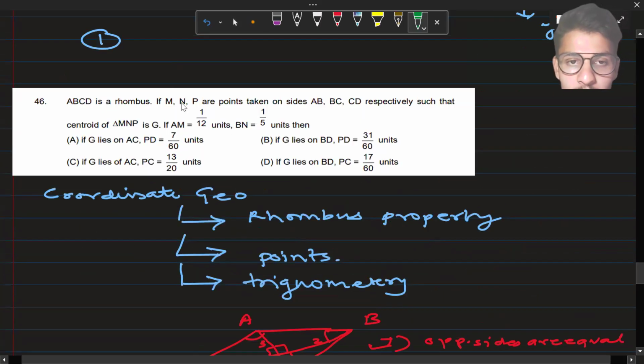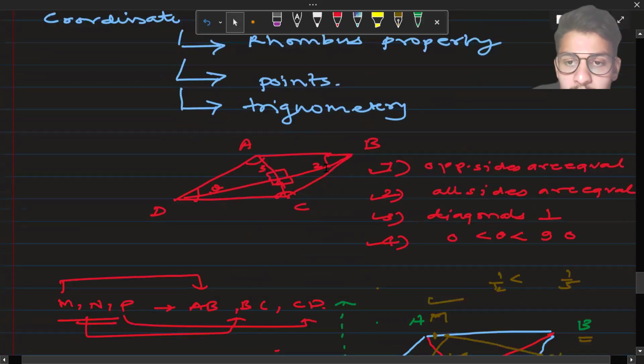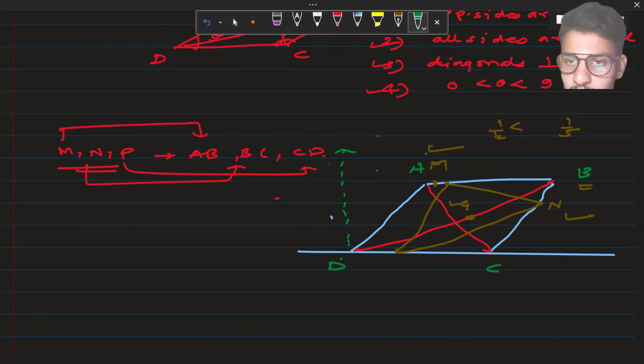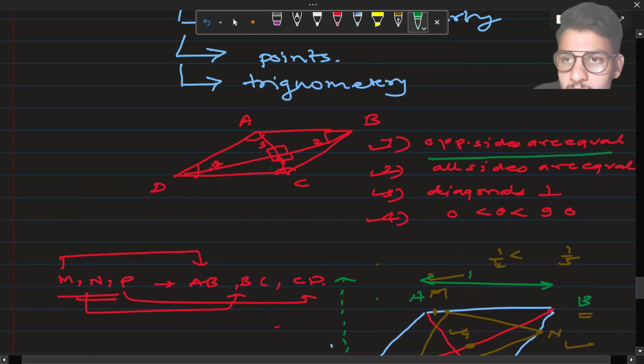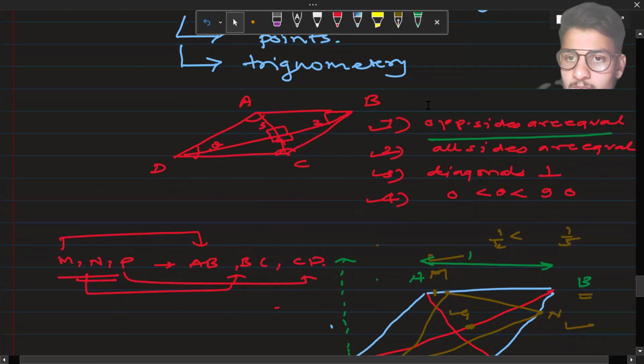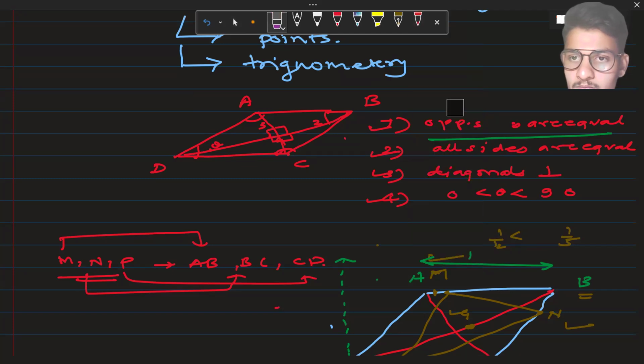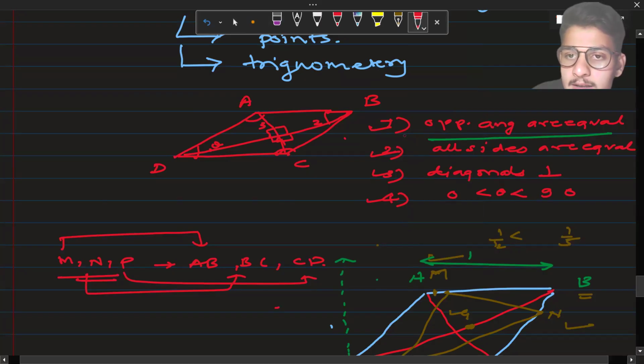If you see that 1/12 unit is given, it means the AB unit is 1. This is 1, and this is also 1. All the sides are equal. The first property will get used. All the sides are equal. Opposite angles are equal. I wrote that incorrectly. Opposite angles are equal and all sides are equal.